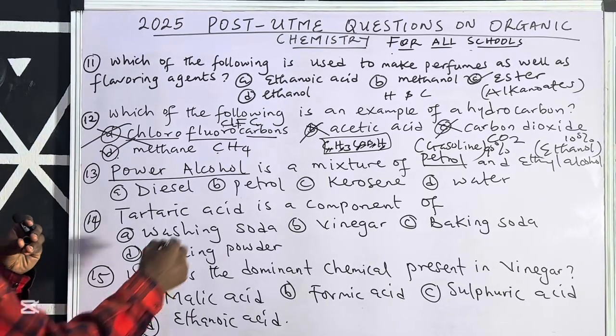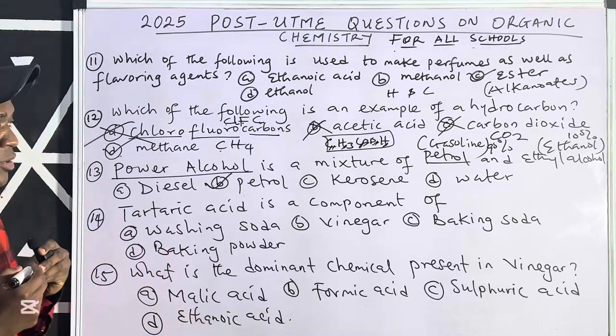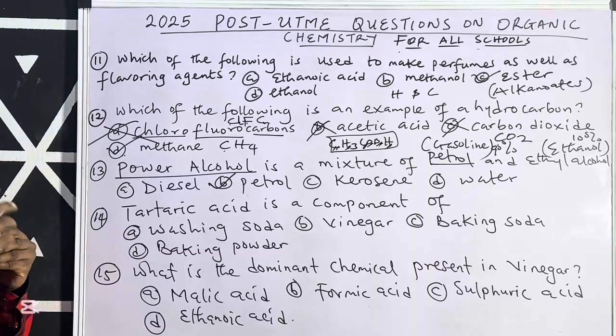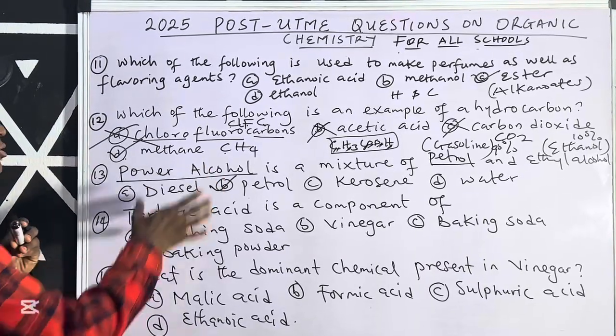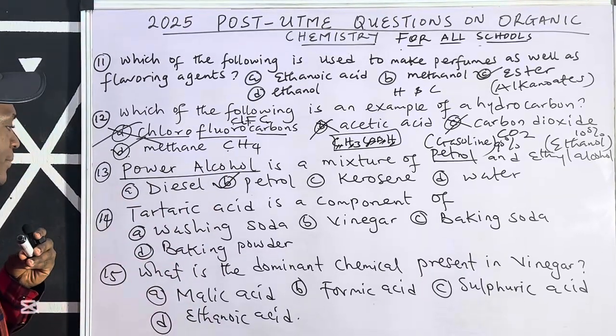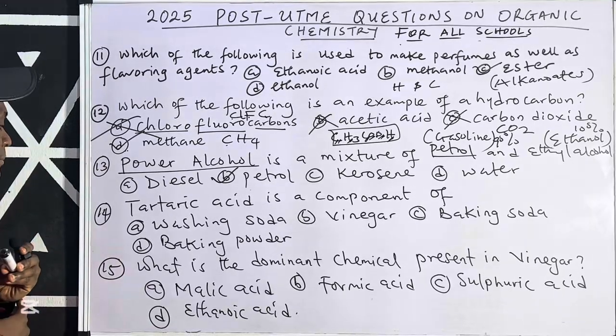So the correct option is option B, which is a mixture of petrol and ethanol. That's what makes up power alcohol. All right, then question 14.